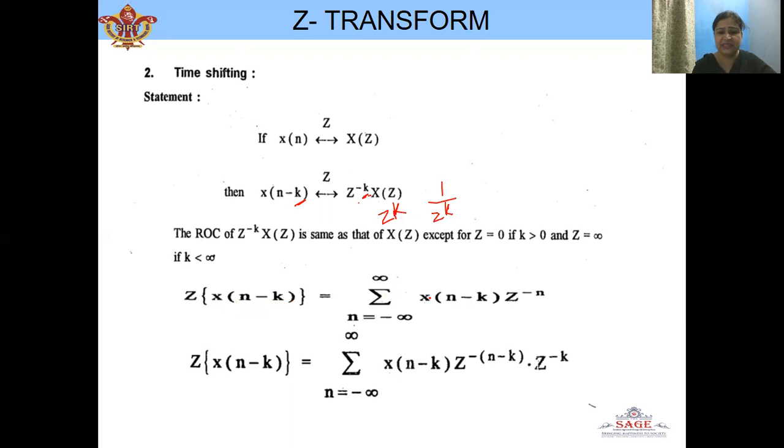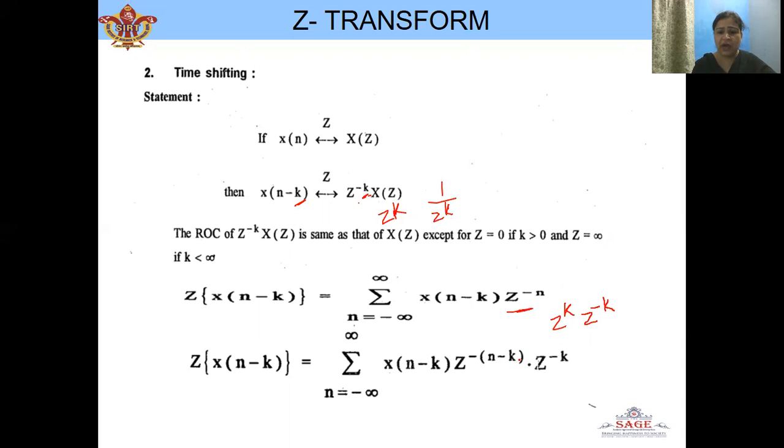So putting this signal in the formula of the z transform, the sum from n equal to minus infinity to infinity of x(n minus k) z raised to power minus n. Now, here only the z raised to power minus n term is there. What we will do, we will multiply it with z raised to power k and z raised to power minus k. We know z raised to power k and z raised to power minus k form 1. So multiplying with 1 makes no change.